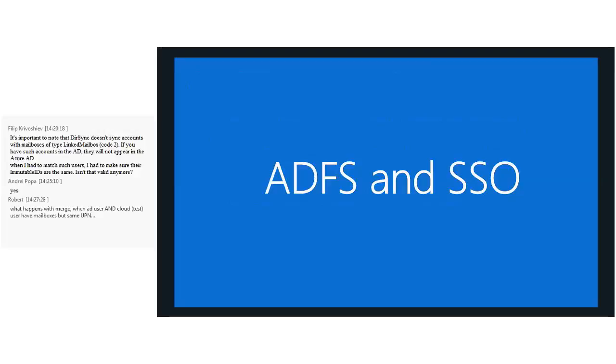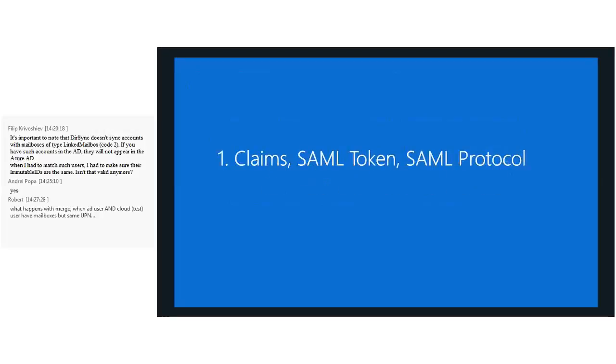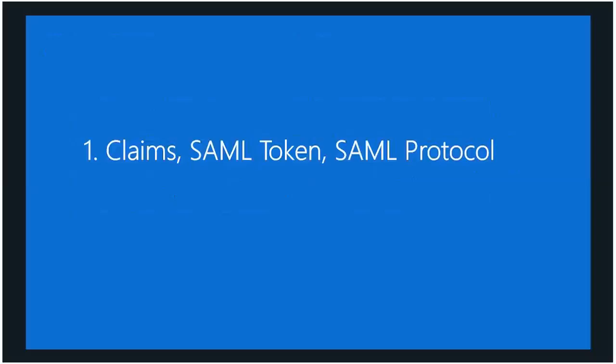Okay, so what happens with merge when AD users and cloud object test user have mailboxes but the same UPN? Yes, it's no problem if the UPN is the same. What is important for the soft match is, as the first very important thing, that the primary SMTP is the same. So this is really, really important. Then afterwards, when it does the soft match, of course, it will put together all the information that it has, but as we said, the source of authority is on premises.